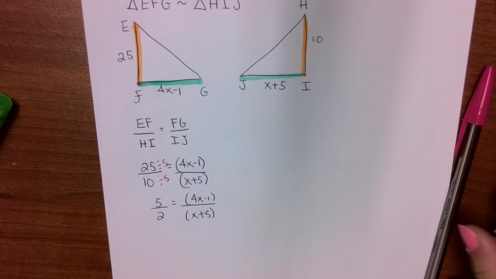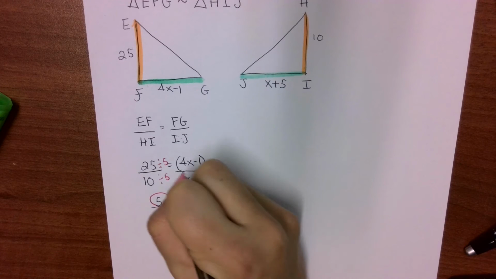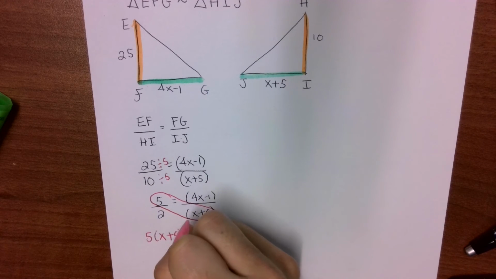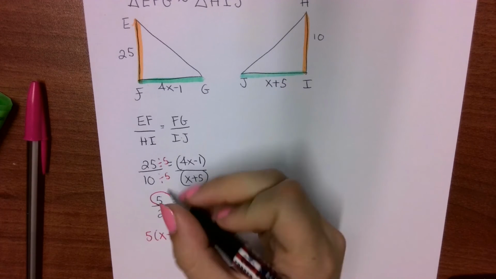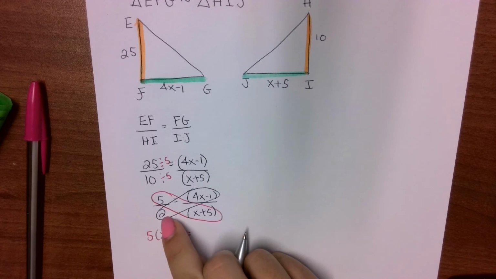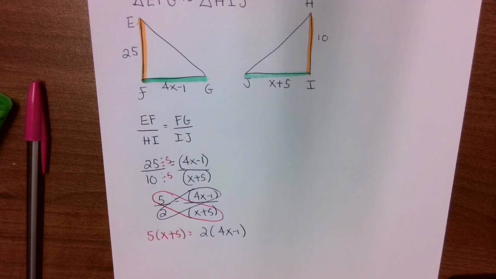So now I'm going to go ahead and cross multiply. So I'm going to take this, multiply. And then I'm going to go ahead and do the other side. I like putting the number in front because I know I'm going to be distributing soon. So this is how it is.